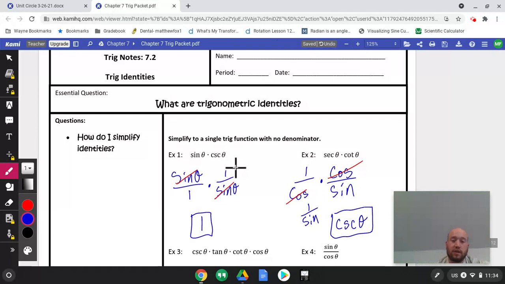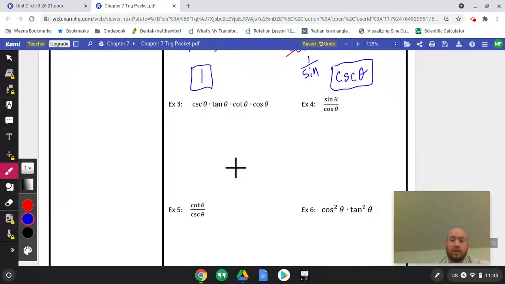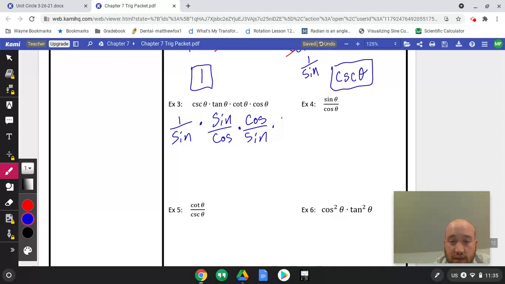Okay, so example 3 here. This one starts to get a little longer, but it's the same exact approach. So cosecant of theta, as we just said, we know is the same as 1 over sine. Now tangent, that's our y over x, or sine over cosine. Cotangent's the reciprocal, so cosine over sine. And then cosine at the end here, that'll stay just the same, cosine over 1.